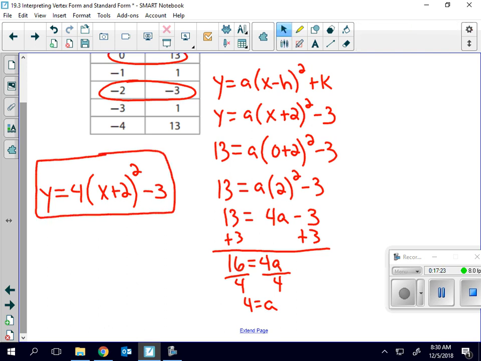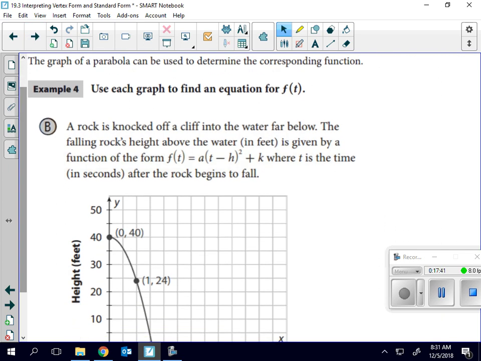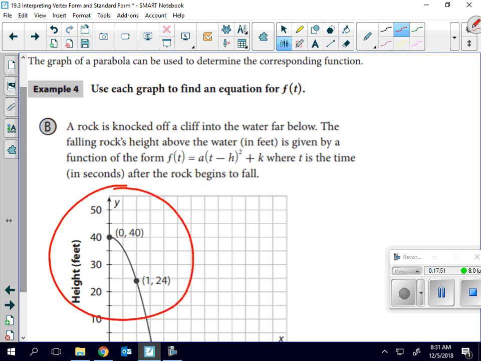Okay. You're also going to see these as word problems. So a word problem, we're going to do the same thing. It says the graph of a parabola can be used to determine the corresponding function. Use each graph to find an equation for f of t. Before I go on, you don't have to write down the whole thing. You can just sketch a graph of this thing. That's fine. You can write down it is example B in case you wanted to go see it later in the book.